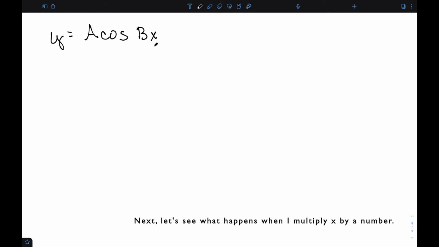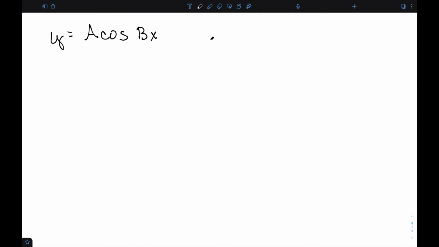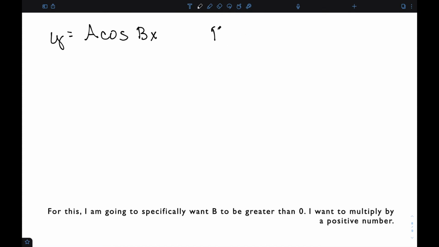Next, let's see what happens when I multiply x by a number. Instead of evaluating cosine and then multiplying, what happens if I multiply the angle by a number before I evaluate the cosine? And for this, I'm specifically going to want b to be greater than 0. I want to be multiplying by a positive number.